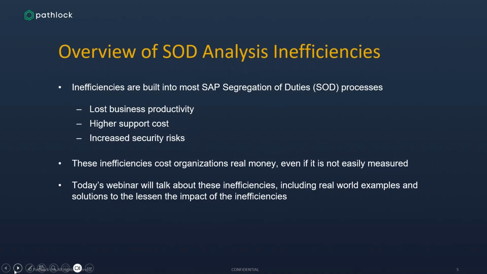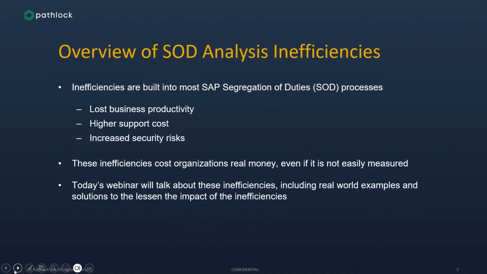There are higher support costs involved. So the more SOD violations you have, the stricter your rules are, the more people you need to support that, both from a security perspective, making role changes, adjusting access, but then also reviewing the SOD conflicts, and then after the fact, if you happen to grant conflicts, then the mitigating controls process. So again, with these inefficiencies, you're led to significantly higher support costs.